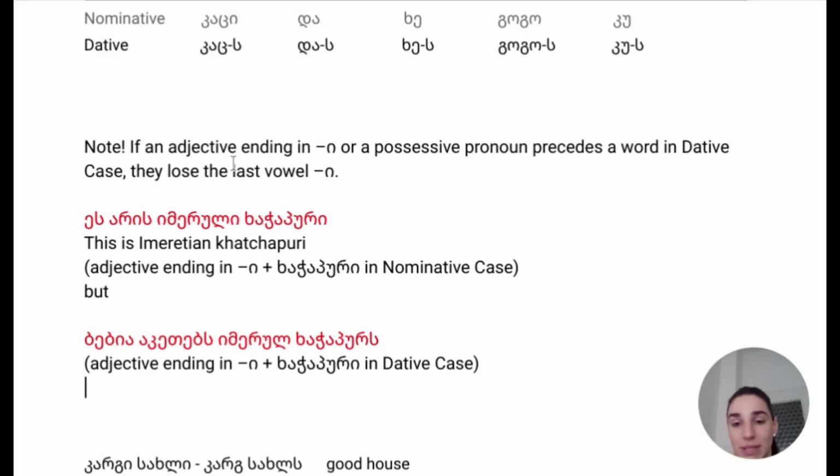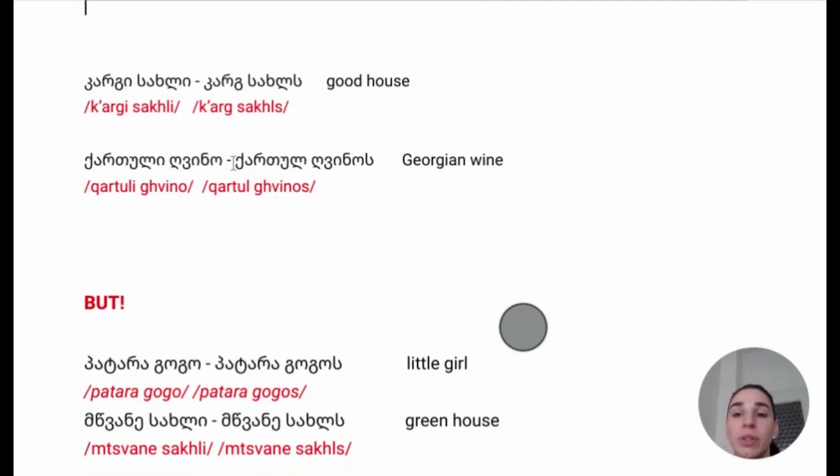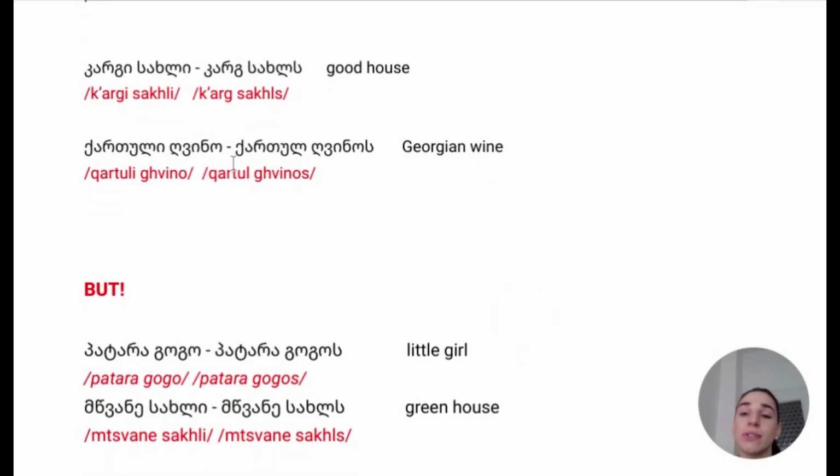Let's see some examples, okay? Because like this you can remember new words and also get some practice.